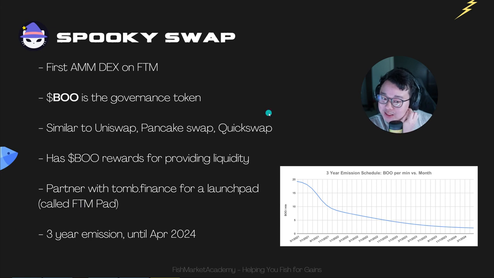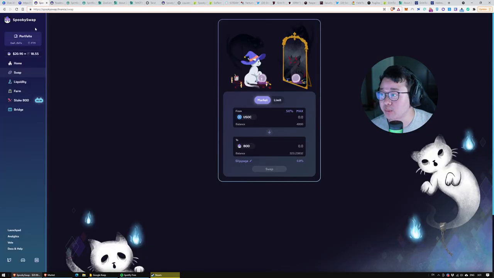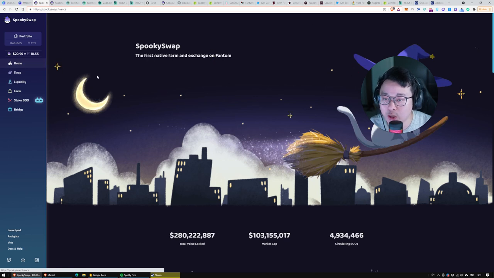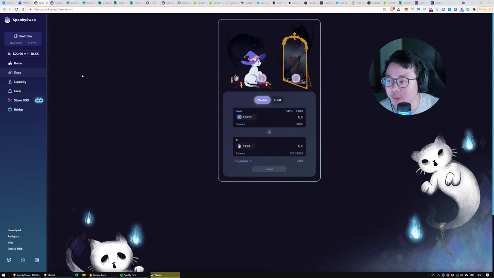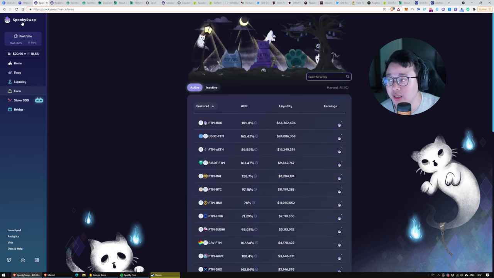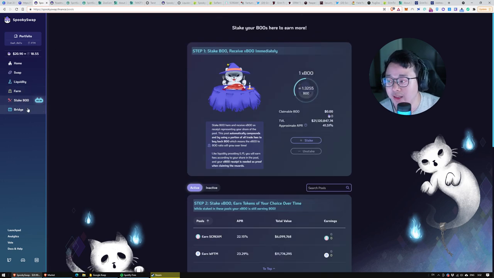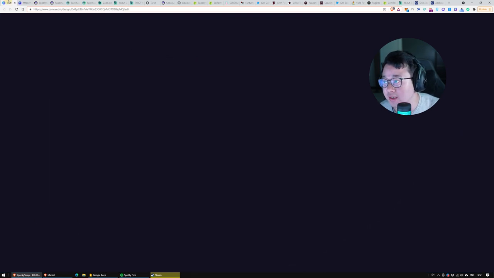So the first one we'll go through is SpookySwap, and SpookySwap is essentially the first AMM DEX. So let's take a look at how it looks. So this is SpookySwap, and if you have used Uniswap or Pangolin and all that, it's pretty similar. It's basically the official AMM swap for the Fantom ecosystem. You can provide liquidity, you can do farming, and they'll give you the SpookySwap token, which is known as Boo, in exchange, and then you can also stake your Boo. And for those who want to bridge over, you can bridge from Ethereum as well as from BSC. The bridge is quite fast and it uses AnySwap. I tried the bridge as well and it has no issues.